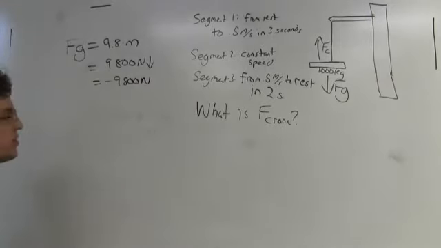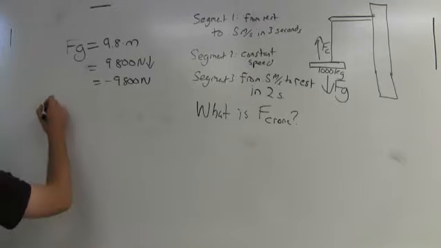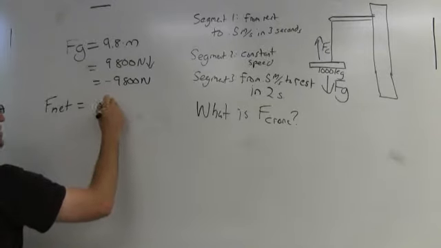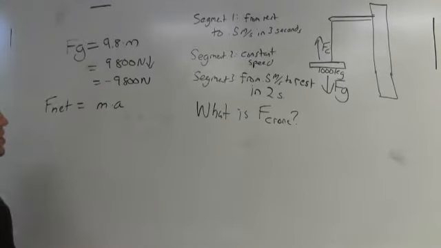The next step we have to do is ask, what other information can we get? We don't know anything about the crane. Crane and gravity don't have to be equal or the same or anything like that. So we have to go find the net force. And fortunately, we have information about the net force. Remember that net force is equal to mass times acceleration.